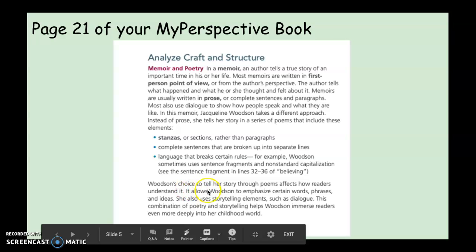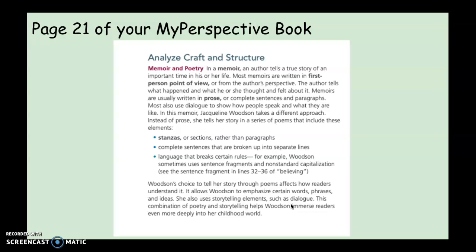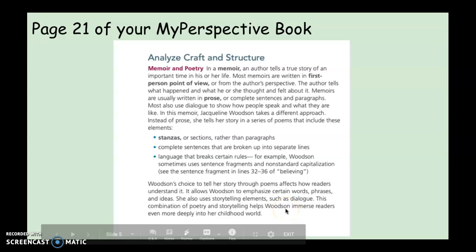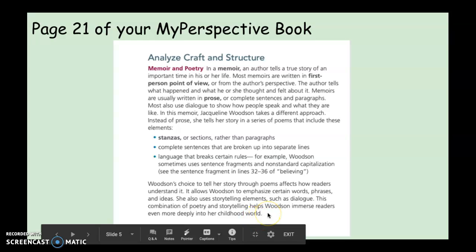And Woodson's choice to tell her story through poems affects how you as a reader understand it. This allows Woodson to emphasize certain words and phrases and ideas. She also uses storytelling elements such as dialogue, and this is where a conversation is happening between two people. Two people are talking, or more than two people are talking. This combination of poetry and storytelling helps Woodson immerse you as the reader more deeply into her childhood world.